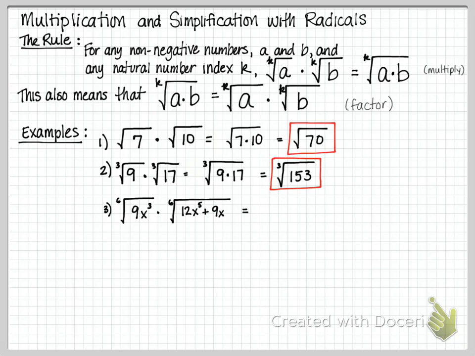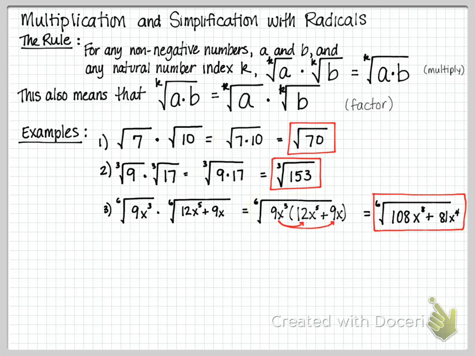Third problem, we have the 6th root of 9x cubed times the 6th root of 12x to the 5th plus 9x. So you're going to pause the video and see if you can figure this out. And this is what happens, is that we multiply the two of them together, the 9x cubed times the quantity 12x to the 5th plus 9x. And then we distribute it through. It's all underneath the 6th root sign. When we distribute it in, we have our final answer there of the 6th root of 108x to the 8th plus 81x to the 4th.